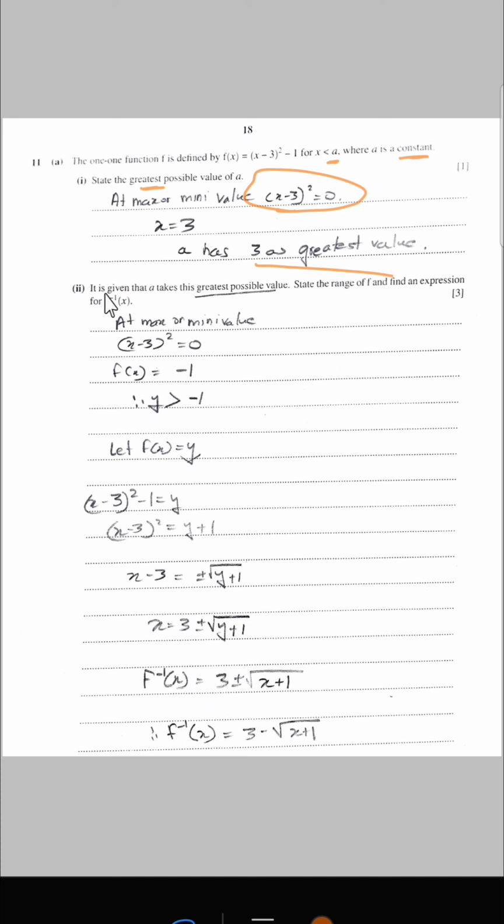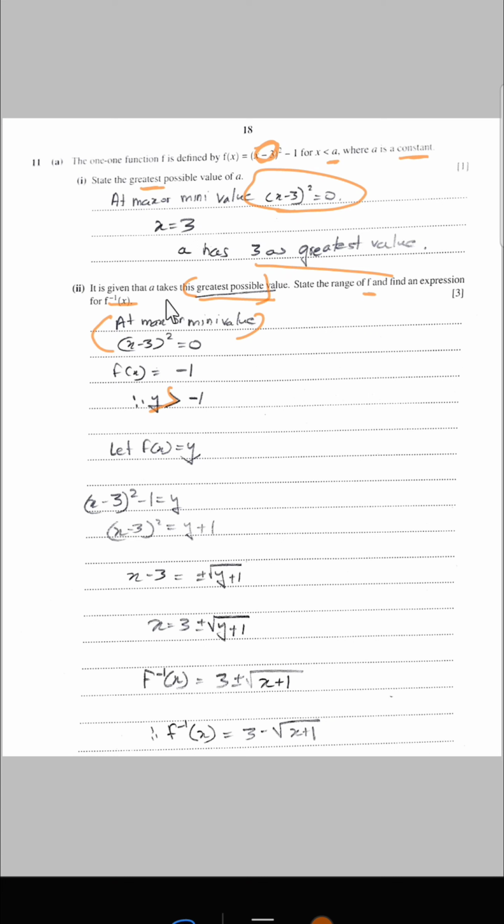It is given that a takes this greatest possible value. State the range of f. So we need to find the range of f and the expression for f inverse. At the greatest possible value, the square term is 0. Since the square term is 0, this overall term is 0. So the range of f comes to be y is greater than minus 1. It could also be written as y is greater than minus 1.